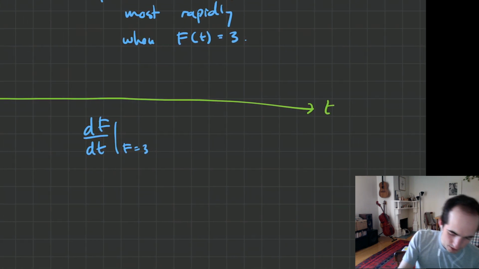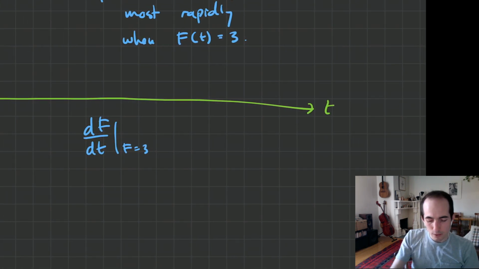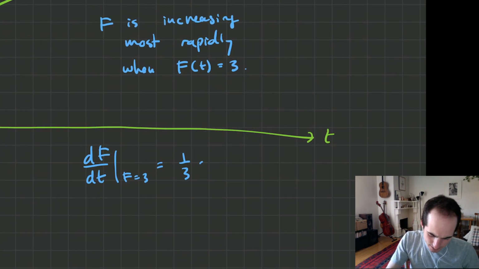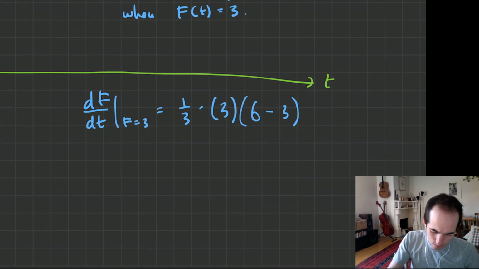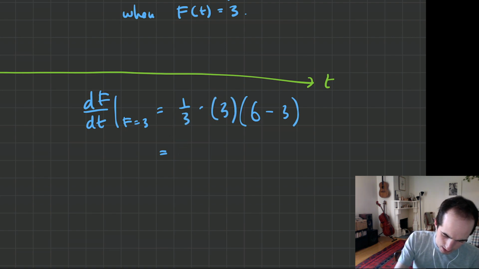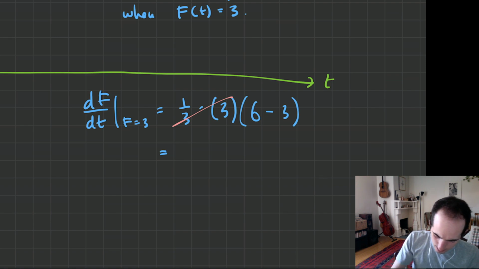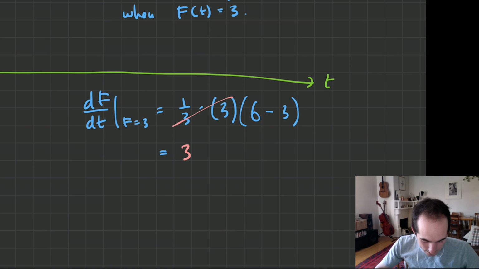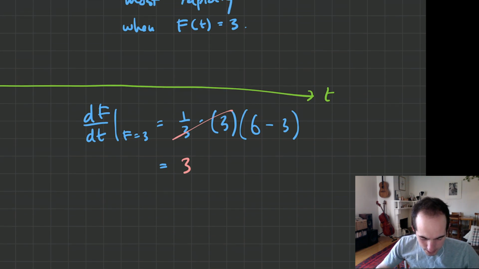So if we want to find what df by dt is equal to when f equals 3, we just plug it into the differential equation. That's equal to 1/3 times f, which in this case is 3, times 6 minus 3. These cancel out, and I would get 3. So the rate at which it increases is 3.